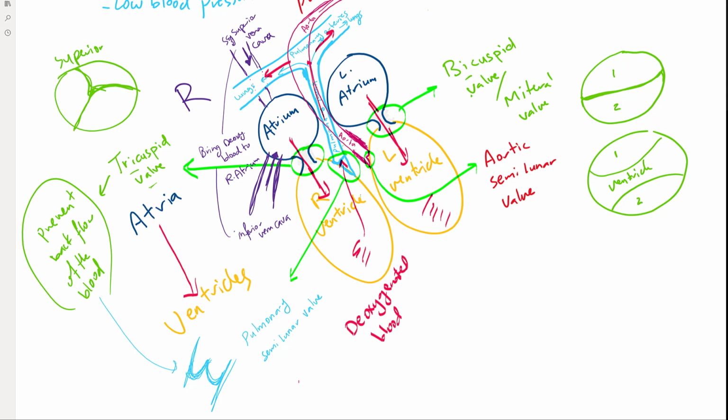From the lungs back to the left atrium, we have four blood vessels: 1, 2, 3, 4. Those four, we will call them pulmonary veins. Those are bringing oxygenated blood to the left atrium. Okay? So this is how the blood is moving through the heart.